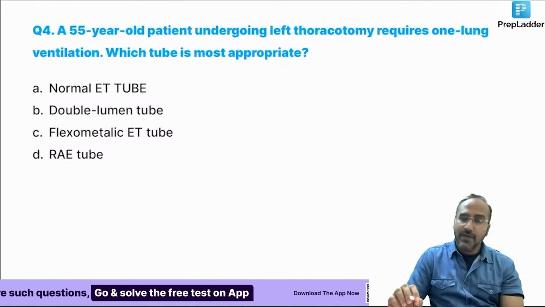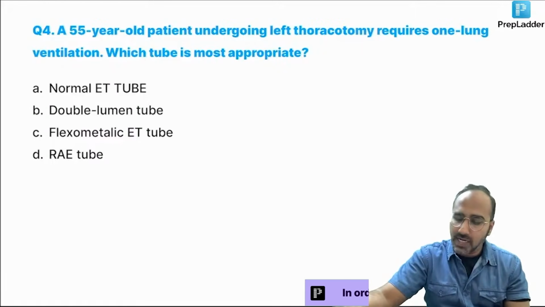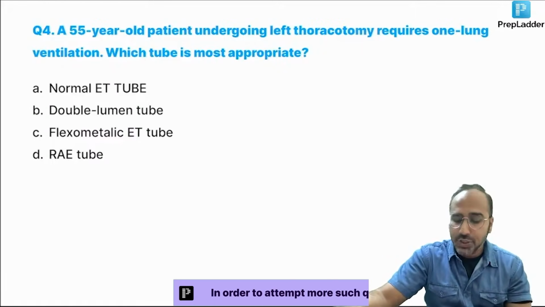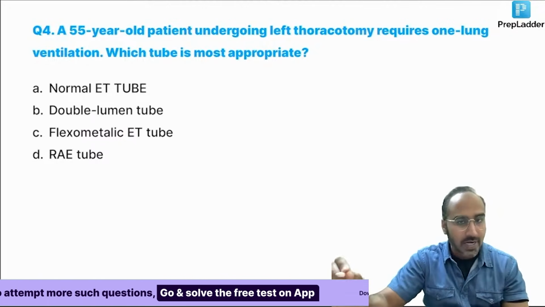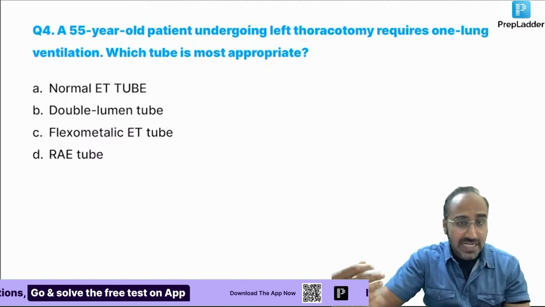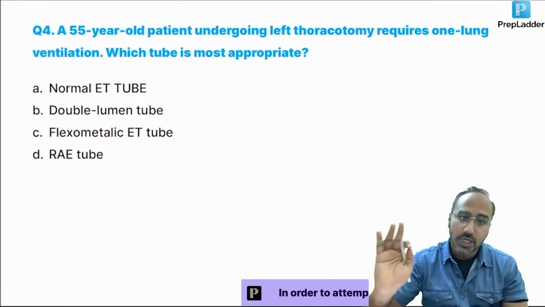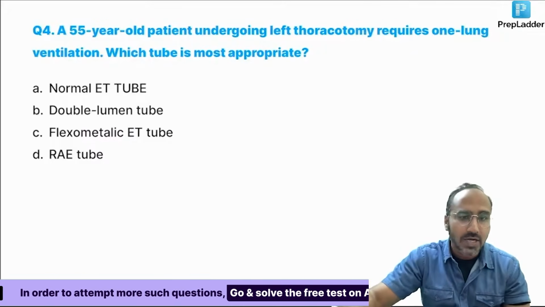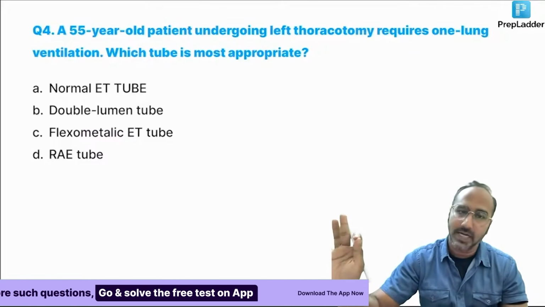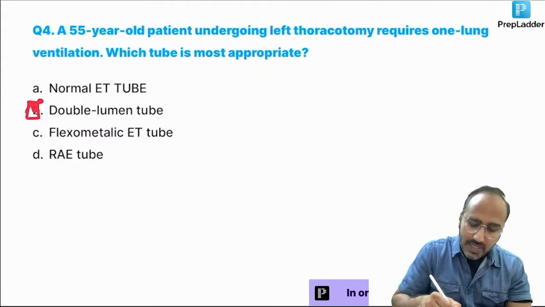Next, a 55-year-old patient underwent left thoracotomy and requires one lung ventilation. Which tube is most appropriate? When a patient is posted for any surgery under one lung and requires one lung ventilation, only one lung has to be ventilated, not both lungs. You require a special tube that goes into the bronchial lumen of the lung which needs to be ventilated. What is that tube called, guys? It is called a double lumen tube.